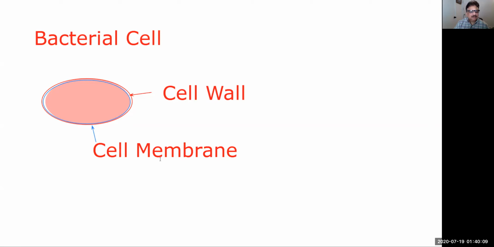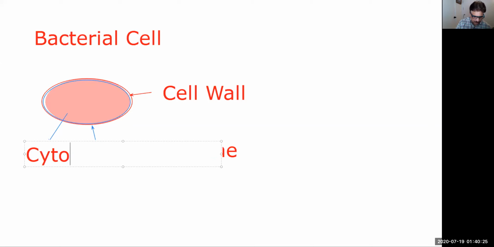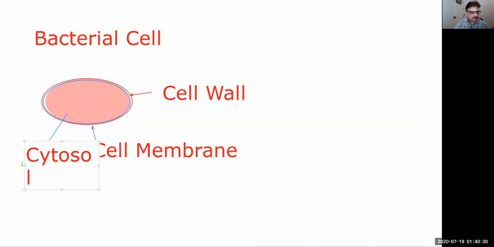Now within this cell wall and cell membrane, there is a fluid structure. This fluid structure is called cytosol. Some books will also refer to this as cytoplasm, but they essentially mean the same. So internal to the cell membrane is a fluidic medium, which is called cytosol. And 70% of this cytosol is water.